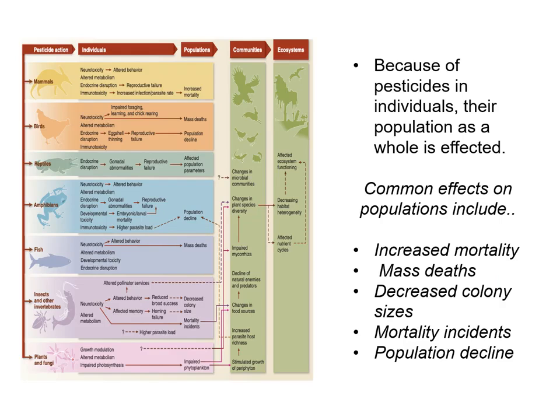Specifically, as seen in the chart, mammals suffer increased mortality, birds typically have mass deaths and population declines, reptiles have affected population parameters, amphibians experience population decline, fish suffer mass deaths, insects experience decreased colony sizes, and plants suffer impaired phytoplankton. All these negative effects of pesticides hurt populations immensely. This ultimately isn't good for an ecosystem.